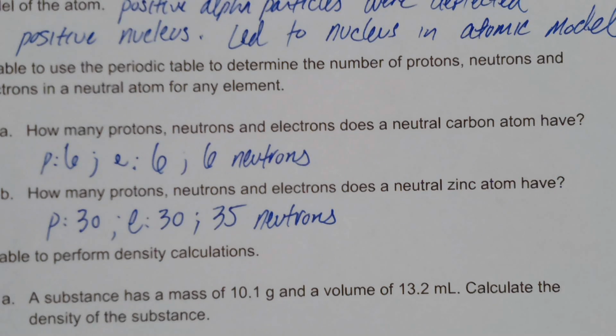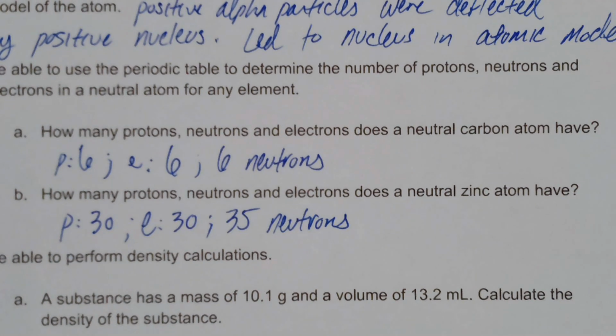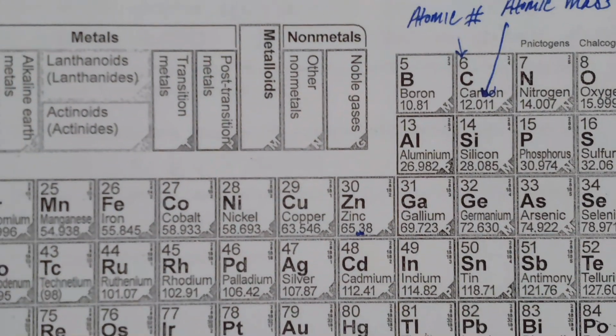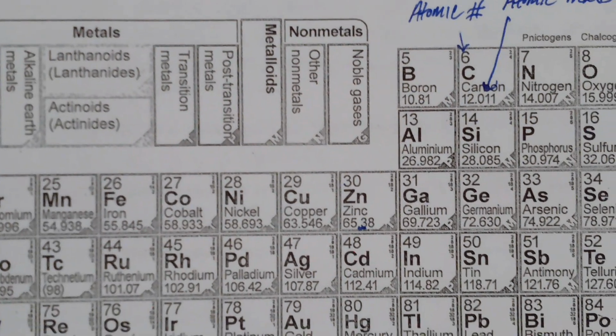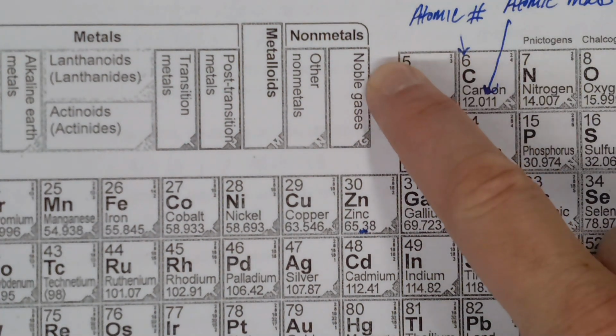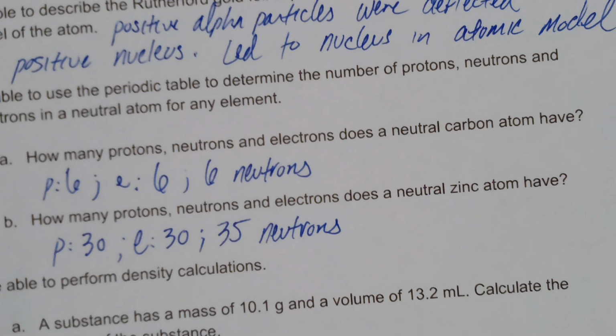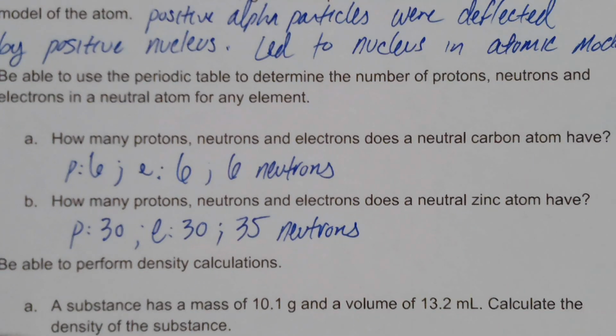So again, anyone can Google how many protons, neutrons, and electrons an atom from an element has. I want you to be able to use the periodic table because this is such a useful tool that knowing how to use it is way more important than being able to Google things.